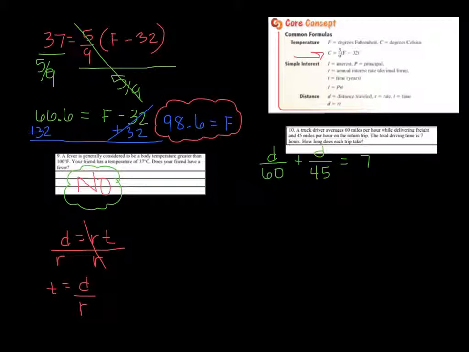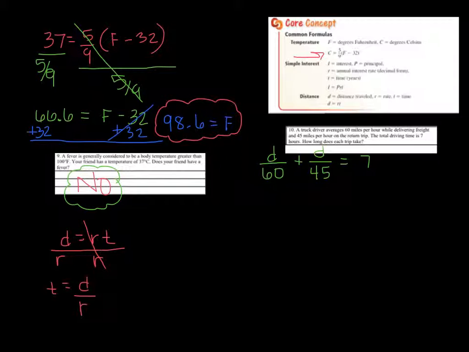Now, this is actually several steps that we're having to do. We're having to figure out the distance traveled first. So that's what I'm going to do first. So I know that d over 60 plus d over 45 has to equal 7. Now, in order to add fractions, you have to have a common denominator. So that's the first thing I'm going to do. I know that the common denominator between 60 and 45 would be 180.